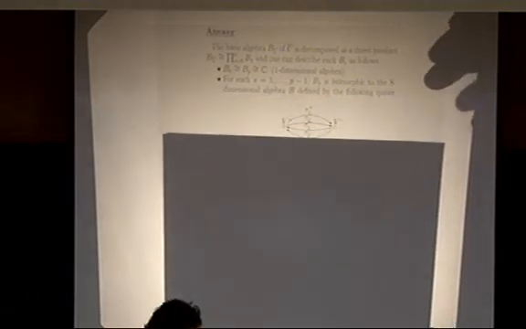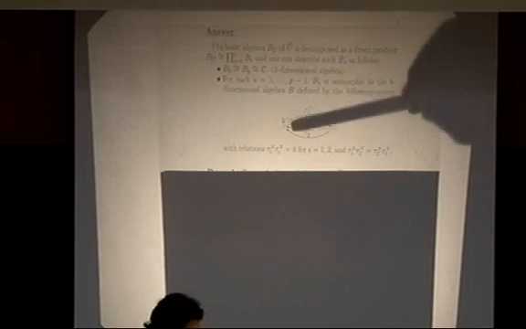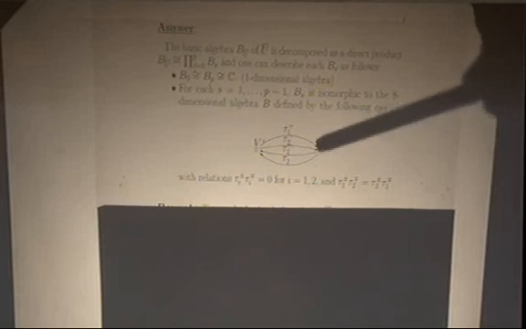If s is 0 or p, B sub s is isomorphic to the one-dimensional algebra C, and for each s from 1 to p minus 1, B sub s is isomorphic to the 8-dimensional algebra B defined by this Kronecker-type quiver with relations. There are 2 vertices and 4 arrows: the first and the second arrow in this way, and the third and fourth arrow from these vertices, and the following relations.